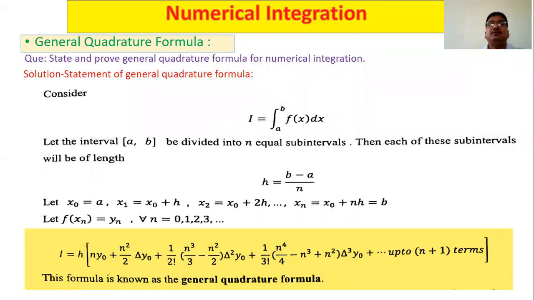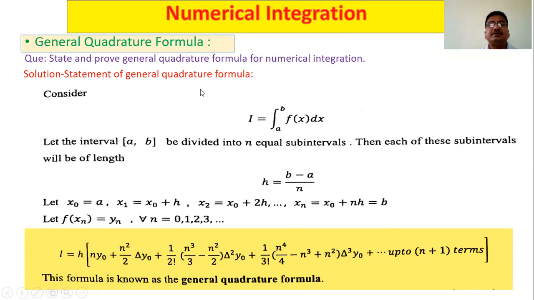Today the topic for discussion is numerical integration, and this is the next chapter: numerical integration and numerical differentiation. So we are going to observe numerical integration and the formulas used to find the numerical integration of a function. The first one is the general quadrature formula. The question is: state and prove the general quadrature formula for numerical integration.